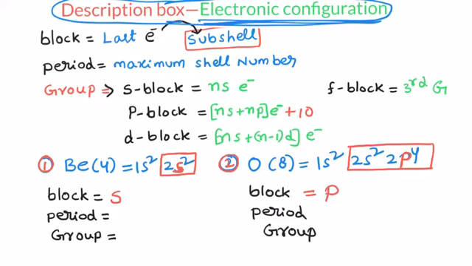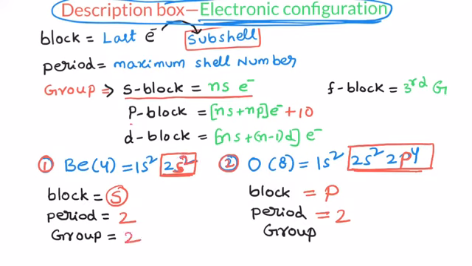Next, in case of beryllium, this is the second shell. The maximum shell number is 2. That's why 2. Here also the maximum shell number is 2. That's why 2. It is an S block element, right? Look at this. For S block elements, group number equals ns electrons. Here how many electrons are present? 2 electrons are present. That's why group number is 2.